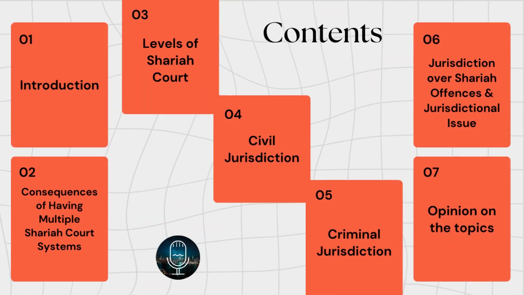Our group presentation will be talking about 7 main points. First is introduction. Second is consequences of having multiple Shariah court system. Third is level of Shariah court. Fourth is civil jurisdiction. Fifth is criminal jurisdiction. Sixth is jurisdiction over Sharia offences and jurisdictional issue. And the last one is our opinion on the topics.